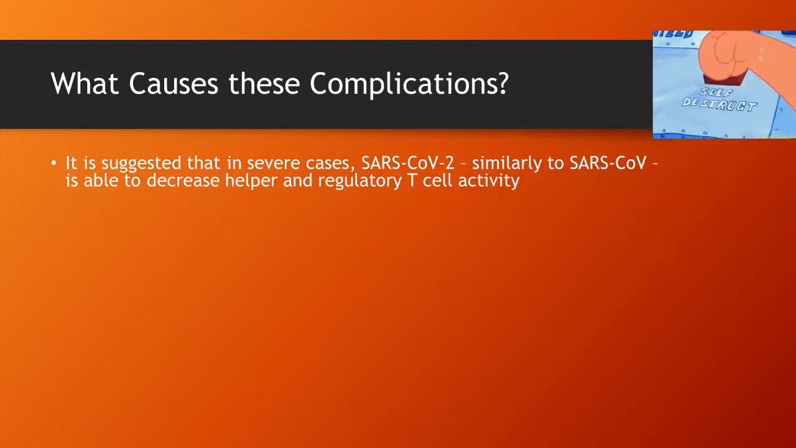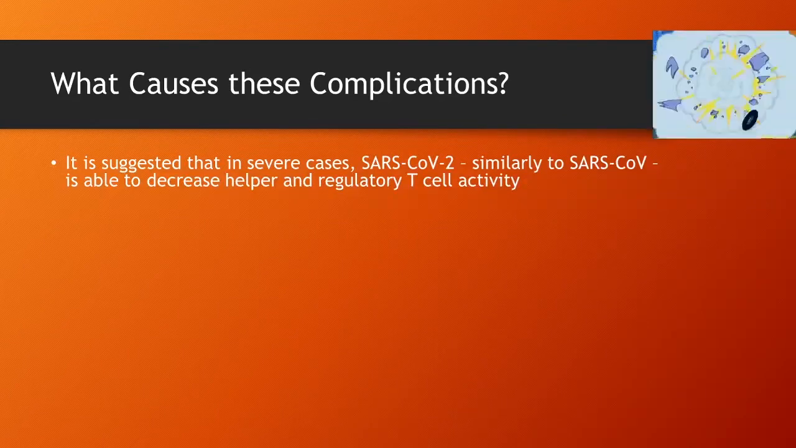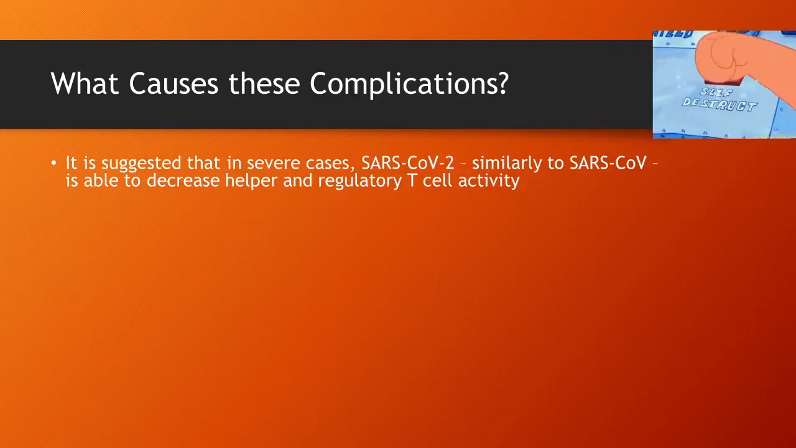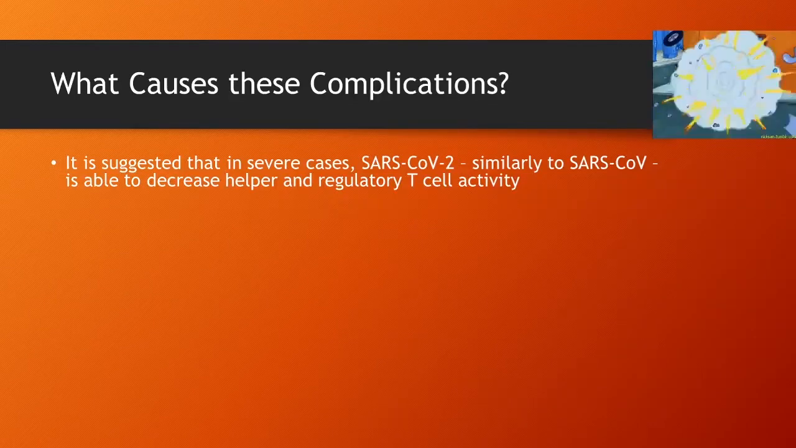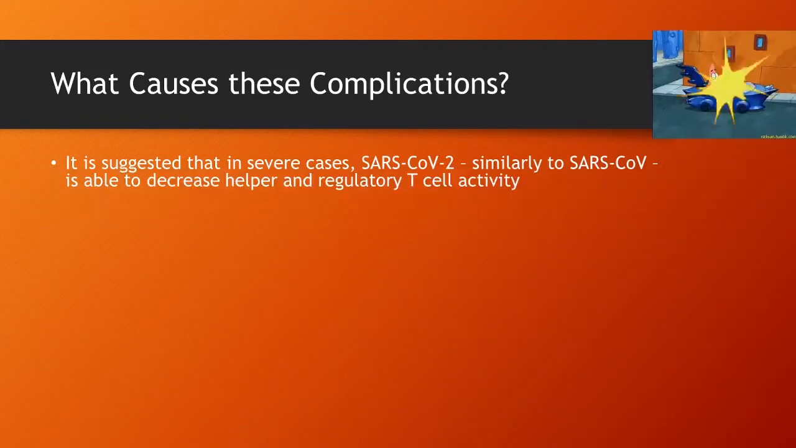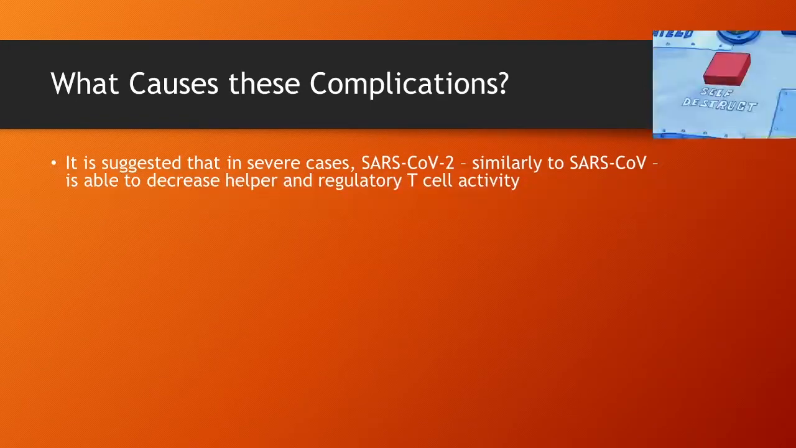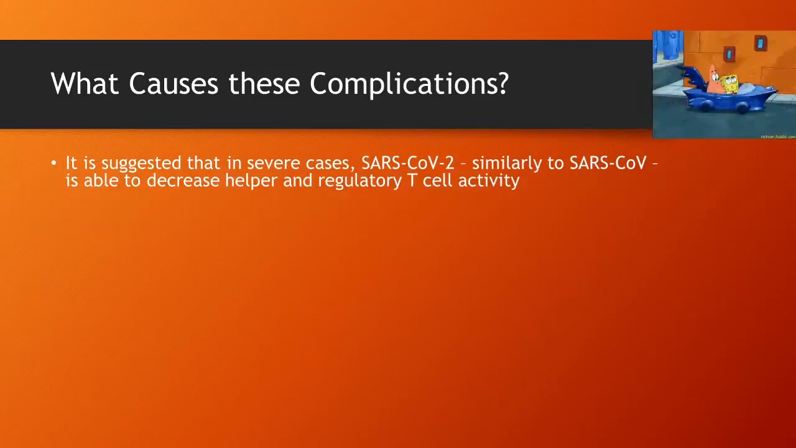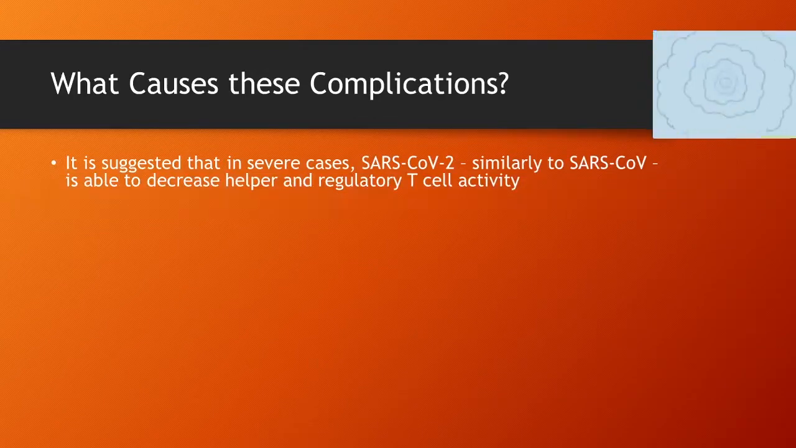So be thankful for that at least. But SARS-CoV-2 is better at infecting people than the original SARS-CoV is. So, give and take. So we think it's pretty similar to SARS-CoV, but is just not as good at it, at least in most cases. So it decreases the helper and regulatory T cell activity. So what does that do?